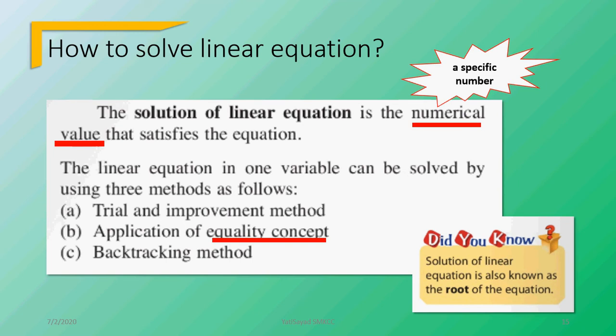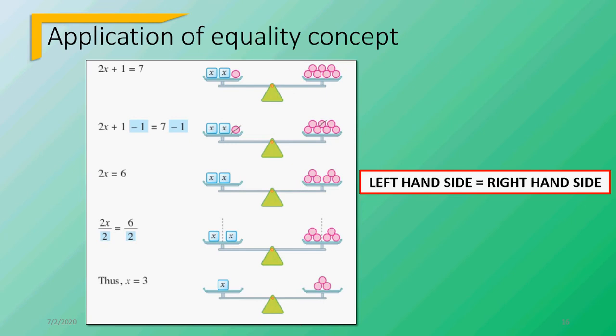Okay. So what does the equality concept mean? In the equality concept, the left hand side must equal the right hand side. The value of the left hand side must equal the right hand side. Whatever happens at the left hand side must also happen at the right hand side. So those are the meanings of the equality concept.